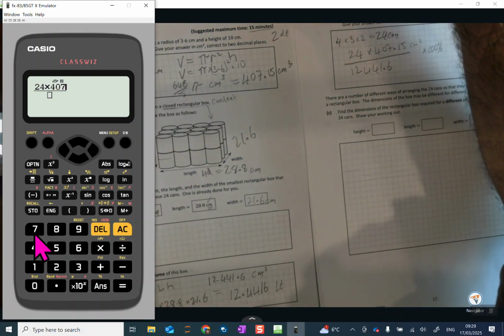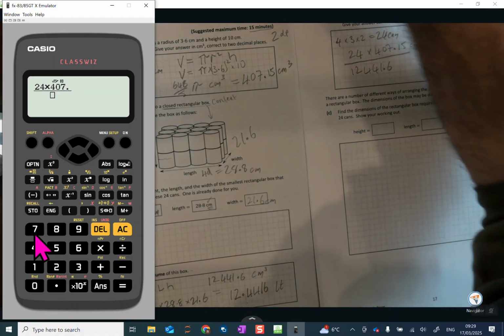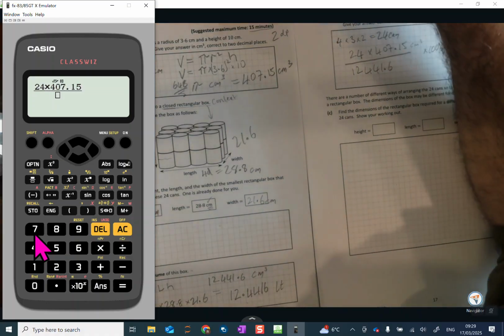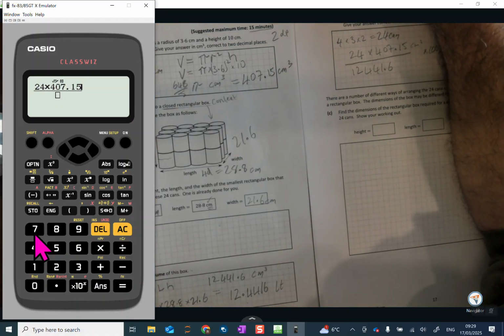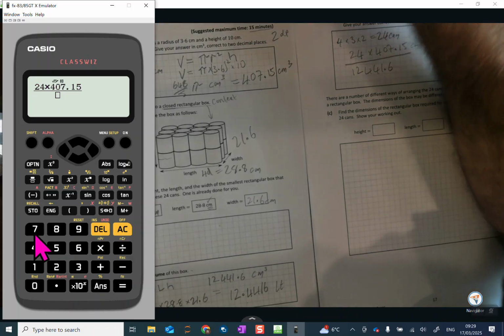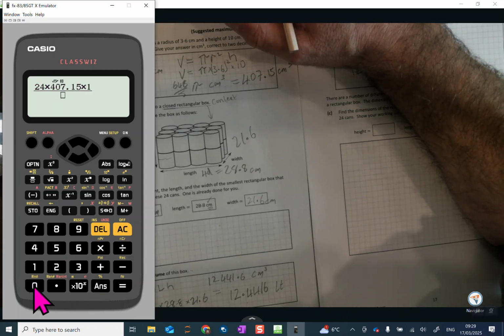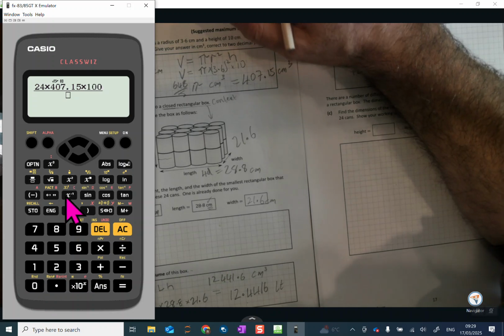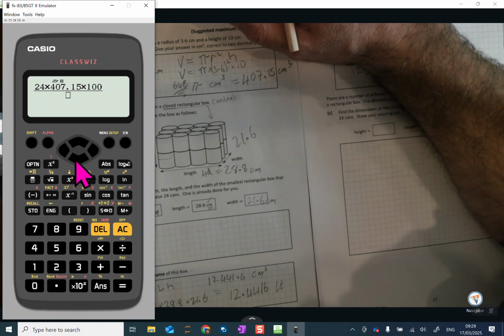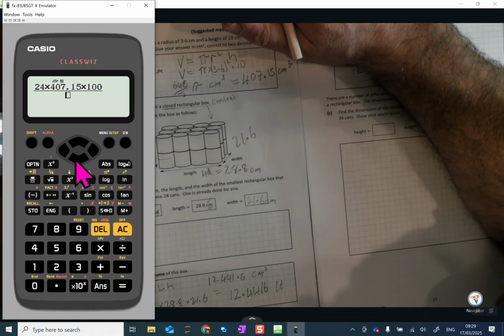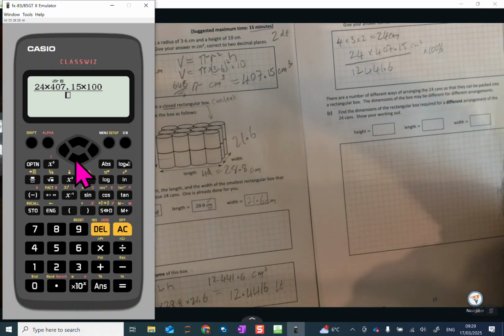Oh, I pushed I instead of 0.15. Okay, now I can run along here with multiply by 100 instead of putting it over separately, all in one, because division and multiplication are at the same level in the order of operations, and it doesn't make any difference which you do first.